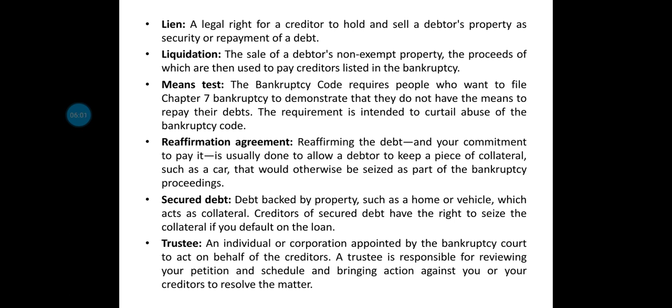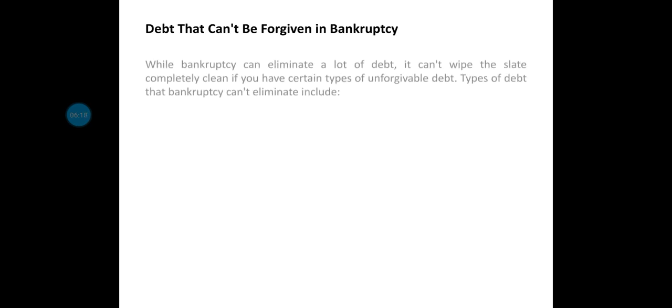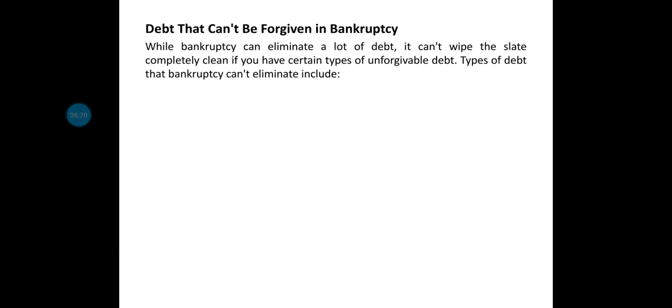So the trustee is responsible for reviewing your petition and schedule and bringing action against you or your creditors in order to resolve the matters. Here we are going to see debts that can be forgiven in a bankruptcy. While bankruptcy can eliminate a lot of debts, it can't wipe the slate completely clean if you have certain types of unforgivable debts. Here are some types of debts that can't be eliminated, including court-ordered alimony.